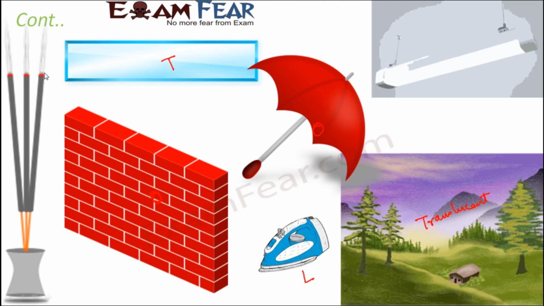Similarly, when you talk about smoke, smoke is also translucent because you are able to see other objects through smoke, but not very clearly. So you get an unclear or hazy display. So that's why it is translucent. You talk about a lighted fluorescent tube. So this is again an object which is able to produce its own light. So it is a luminous object.